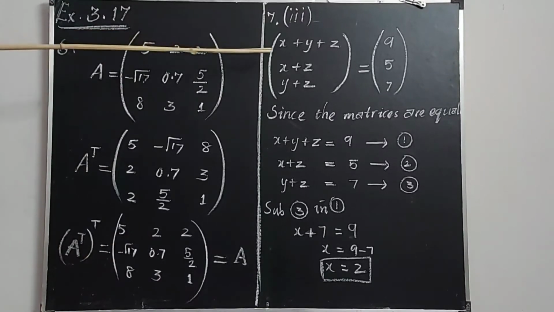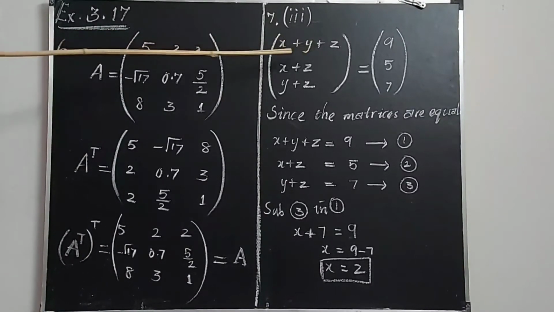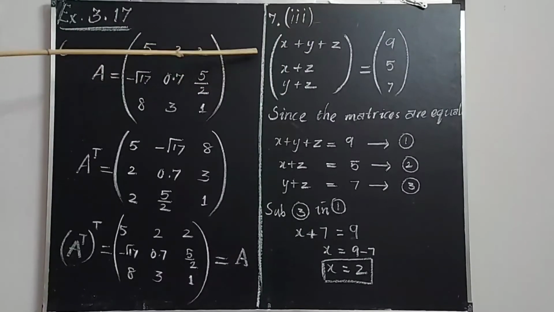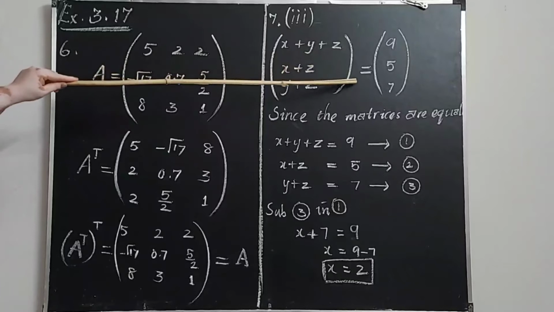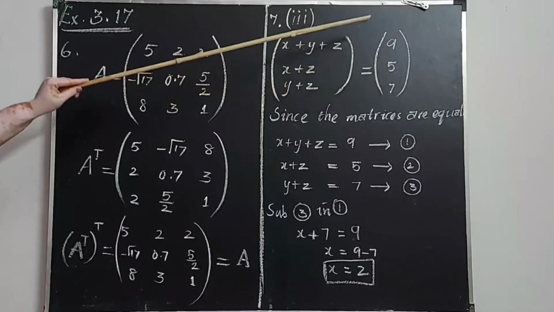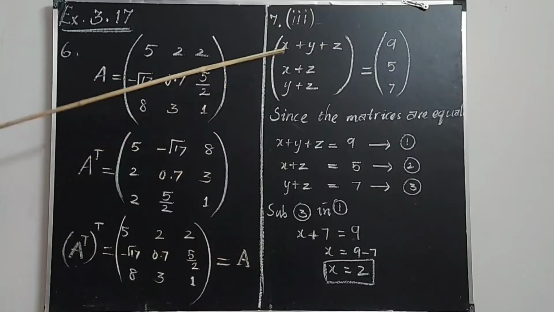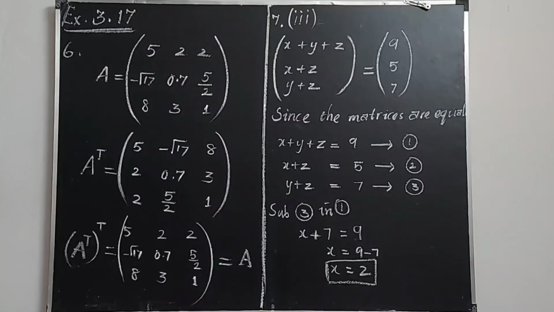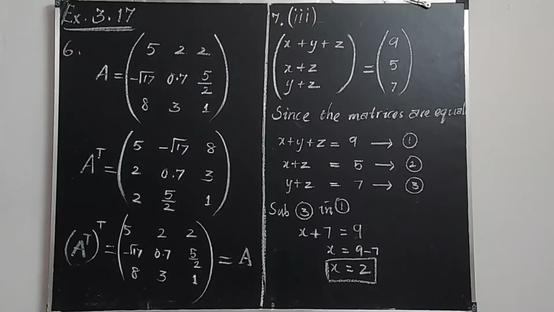Two matrices are given. x plus y plus z, xz, x plus z, y plus z are the rows in the first matrix. What's the sign given here? Equal. This is equal to 9, 5, 7. That's the other matrix. The two matrices are equal. What's the condition for two matrices to be equal? They are of the same order and their corresponding entries are the same.